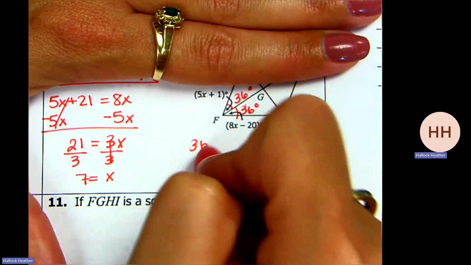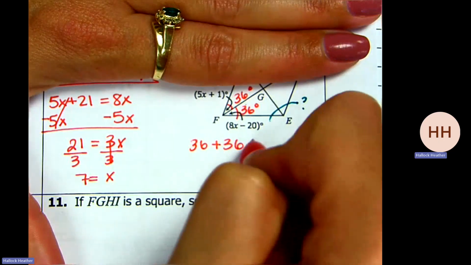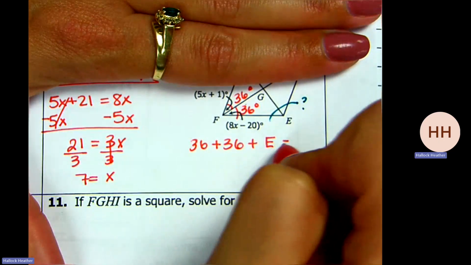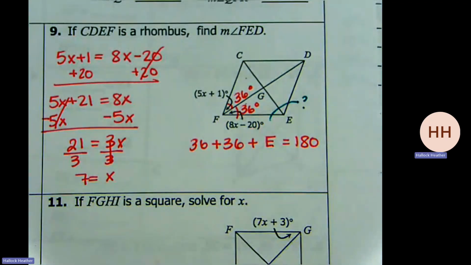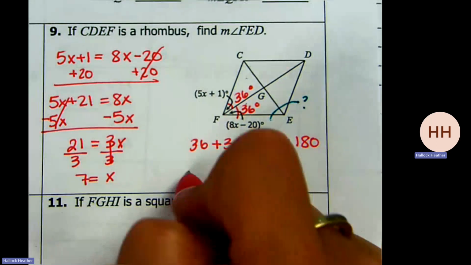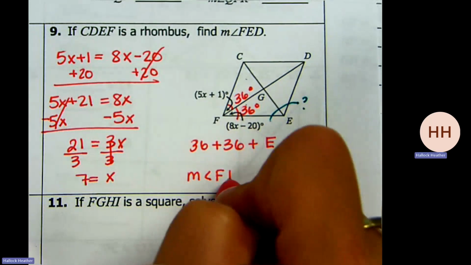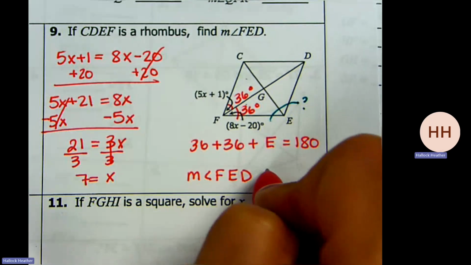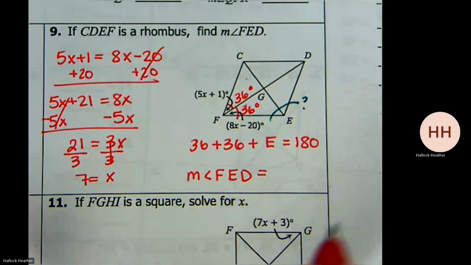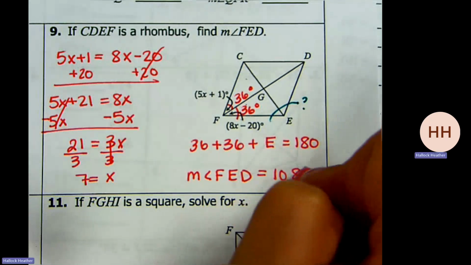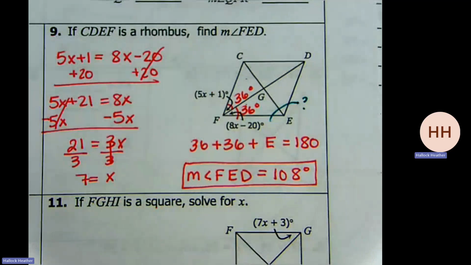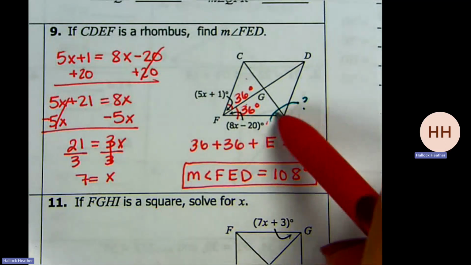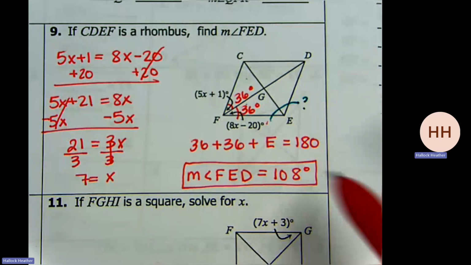So I'm doing 36 plus 36 plus, I'll just call it angle E, equals 180. So basically I'm taking 180 and I'm subtracting 36 twice. You don't even have to write an equation. So what do you end up getting for this angle? 108. You took it and you divided by 2 because you found each angle. This wants to know the whole angle. Each one would be 54, but in this case, it's 108.